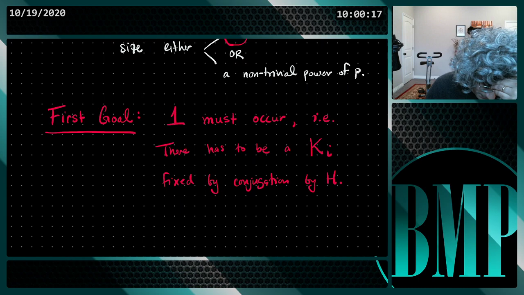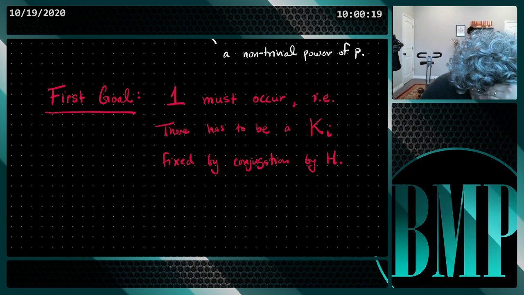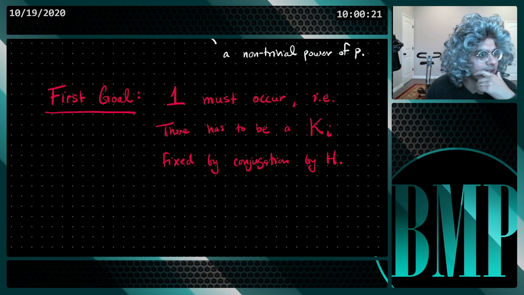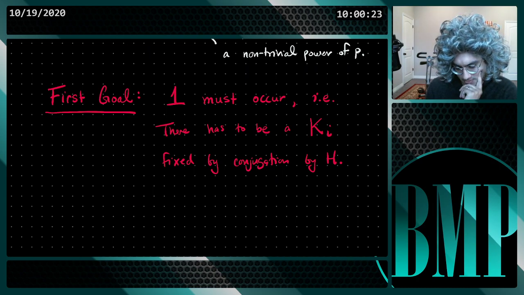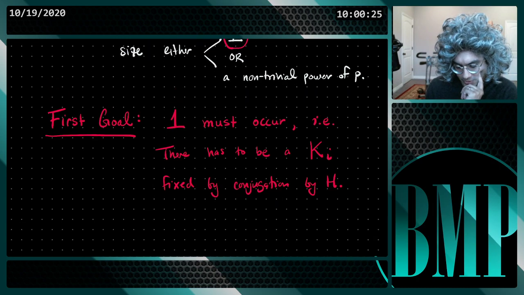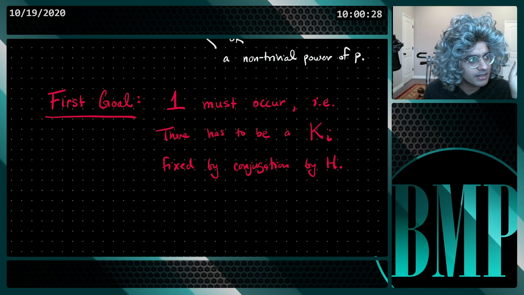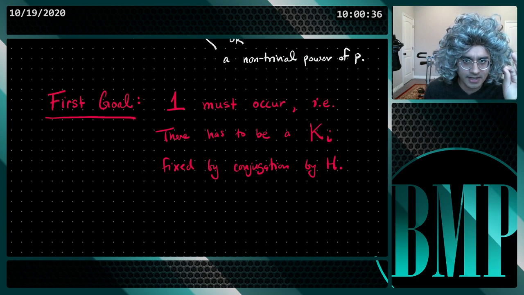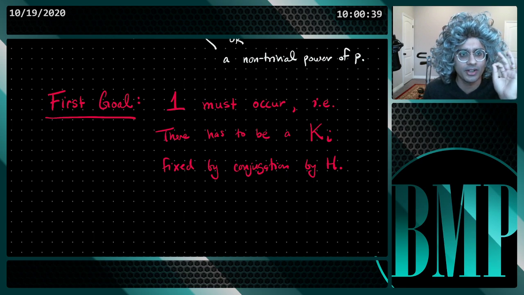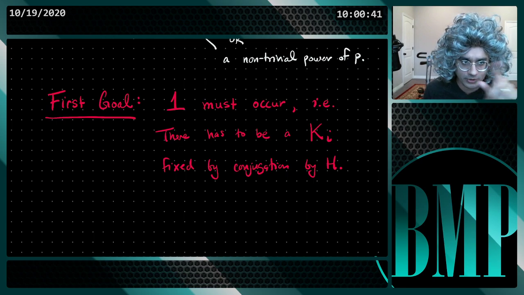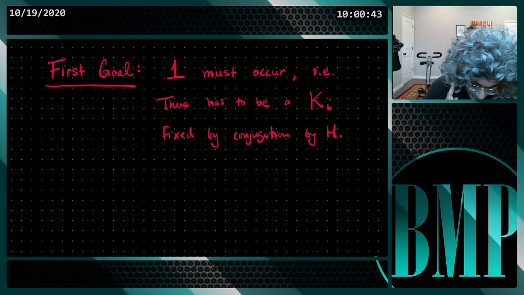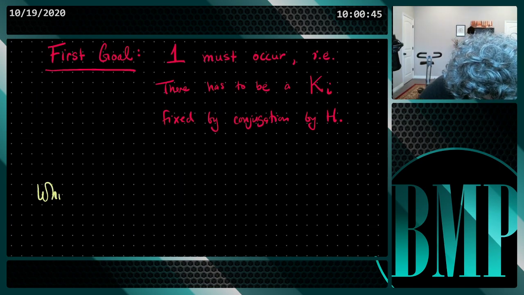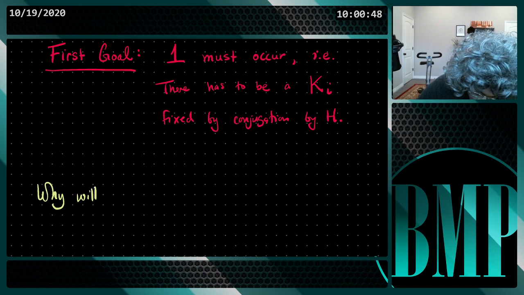Okay, so let's think about this first goal. But wait, I'm now blanking on how to do this first goal. So for me, so that I don't ruin my life, let's assume that we know that there is an orbit of size 1, so that you understand why I'm trying to prove this in the first place. So let me do that first. Why will this give us what we want?